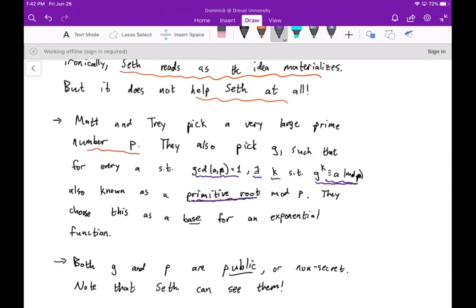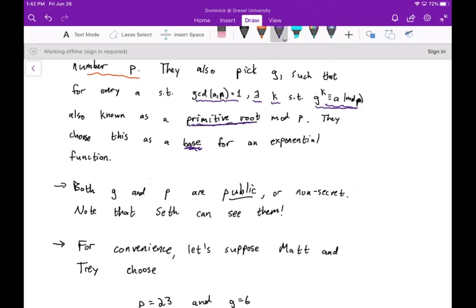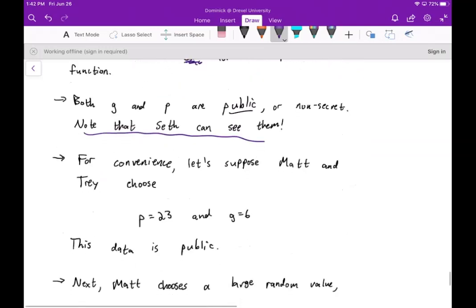Now they choose this as a base for an exponential function, right? So they choose this G value. Now both the values G and P are public, or of course non-secret, and Seth can see them. Now for convenience, let's just suppose that Matt and Trey chose their prime to be 23 and their G to be 6, right? And of course this data is public.